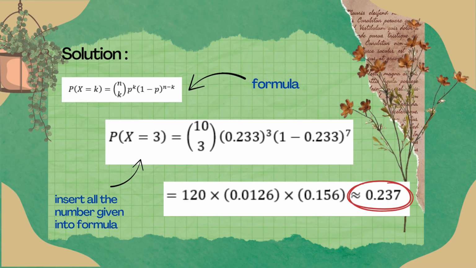To solve this, we use the binomial probability formula. We're finding the probability that exactly 3 out of 10 applicants will default. So, we plug the numbers into the formula. P(X = 3) equals 10 choose 3, times 0.233 cubed, times 1 minus 0.233 to the power of 7. This becomes 120 times 0.0126 times 0.156, which approximately equals 0.237. So, there's about a 23.7% chance that exactly 3 applicants will default.